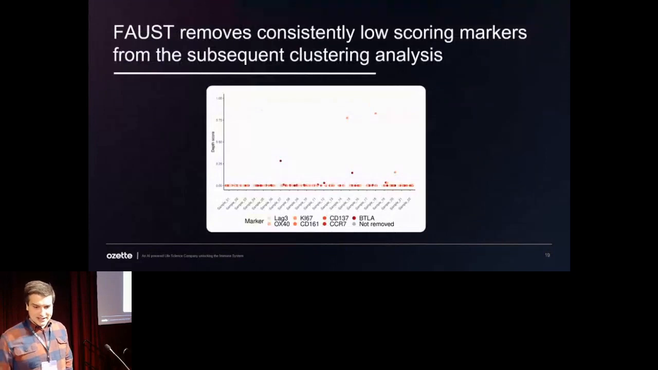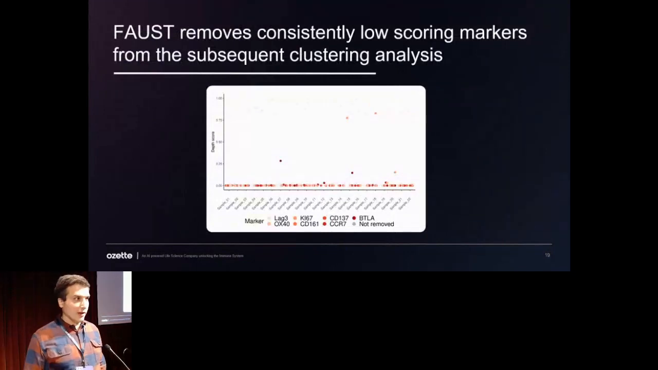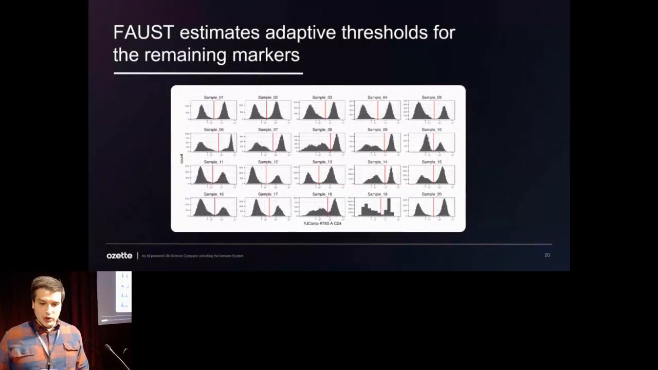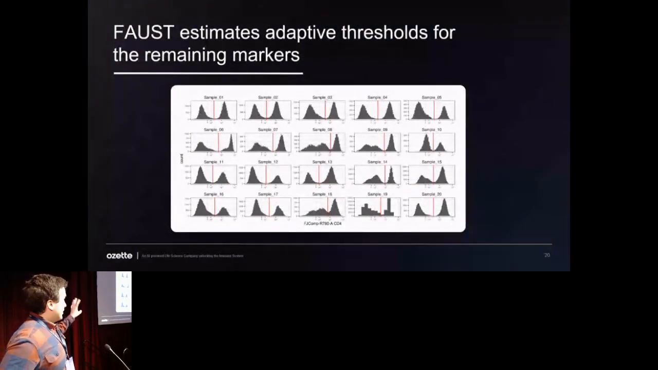And in the example T-cell data set, these 7 markers were removed on the basis of their score. And for the selected markers that remain, adaptive thresholds are estimated for each sample. So for the CD4 shown here, you can see the adaptive thresholds in red, and they shift around from sample to sample depending on the location and scale.